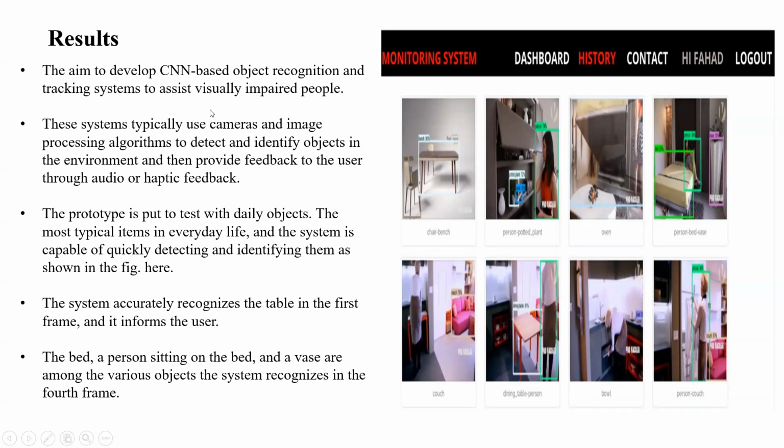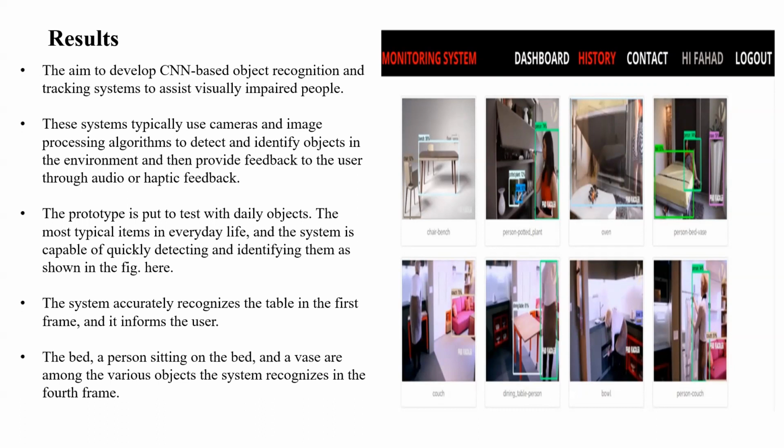Next, moving on to the results, the aim is to develop a CNN-based object recognition and tracking system to assist visually impaired people. These systems typically use cameras and image processing algorithms to detect and identify objects in the environment and then provide feedback to the user through audio or haptic feedback. A prototype is put to test with daily objects, the most typical items in everyday life, and the system is capable of quickly detecting and identifying them as shown in the figure.